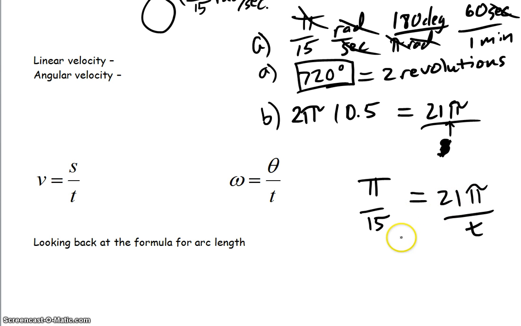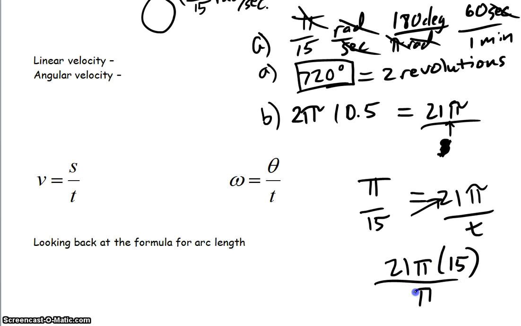If we cross multiply and divide, we get 21 pi times 15 divided by pi. The two pi's cancel, so I have 21 times 15, which gives me 315 seconds. I did this in a kind of roundabout way because I let this be my angle, and my angular velocity is how fast my angle was going.